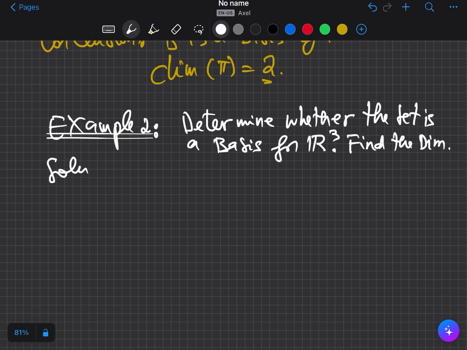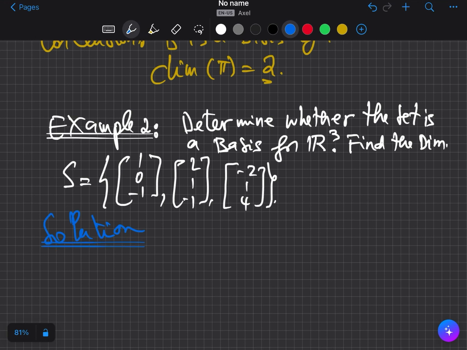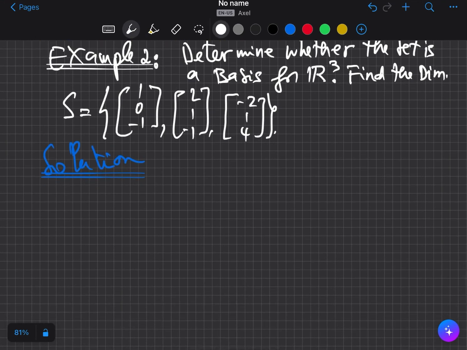So, what is the set? We have that the set S is equal to {(1, 0, -1), (2, 1, -1), (-2, 1, 4)}. Okay, so as a solution, what do we have to do here?